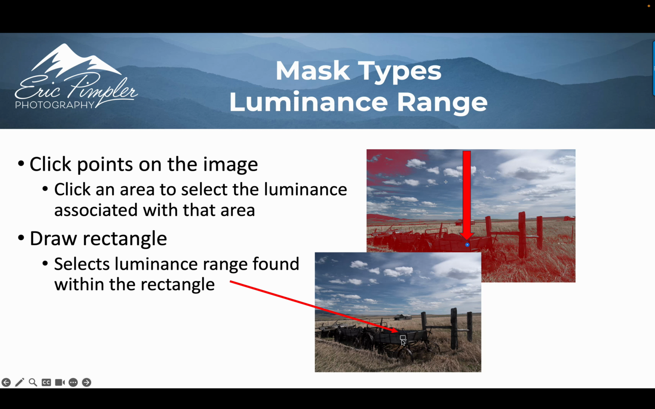Alternatively, you can also draw a rectangle. You'll notice in the screenshot at the bottom, we're drawing a rectangle here. What it will do in this case is use all the luminance range values found within that rectangle that I'm drawing to create my luminance range mask. Right? So it's the same idea as clicking a point, the only difference being here that it's using the range of values that are found within that rectangle.